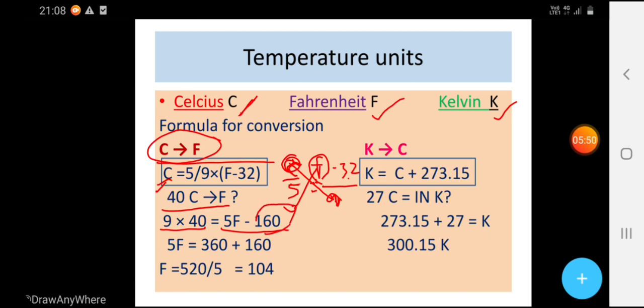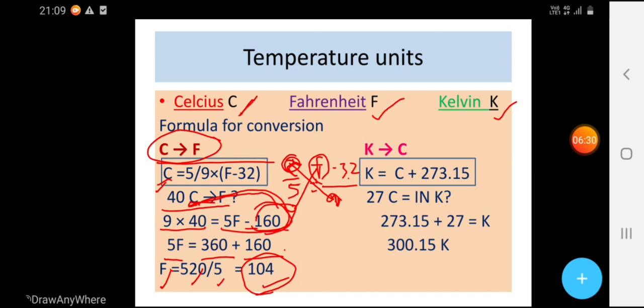Okay, 5F minus 160. So 5F is equal to, then 160 will be shifted to that side, and already you have to multiply 9 into 40, which is 360. And 160 is in minus form and will shift to the other side, so it converts into plus. So 360 plus 160 is 520. So F is equal to 520 divided by 5, so it will be 104. That is in Fahrenheit. 104 is in Fahrenheit.